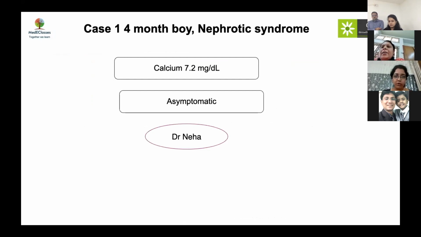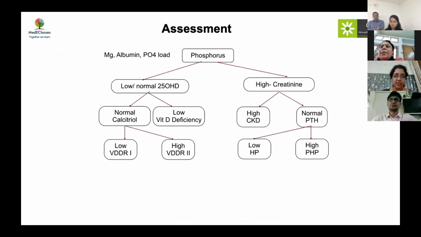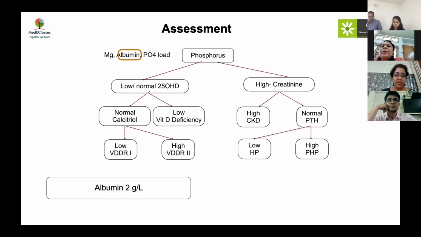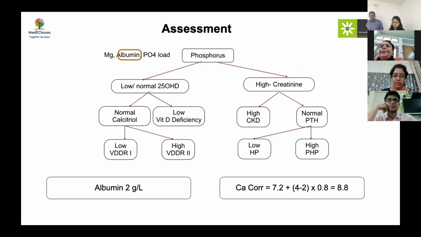Thank you, Dr. Riddhi, for discussing the case. As we can see, this 4-month-old boy is a diagnosed case of nephrotic syndrome and is asymptomatic, which points towards the possibility of pseudo hypocalcemia. For this, the first step in evaluation would be to check the level of albumin. If the albumin level is low, we need to correct the calcium for the low albumin. As Dr. Pradeep has very nicely highlighted in his talk, there is a formula to correct the calcium for the level of albumin. The albumin in this boy was 2 grams per liter, which gave us a corrected calcium of 8.8. So this is normal for this child.